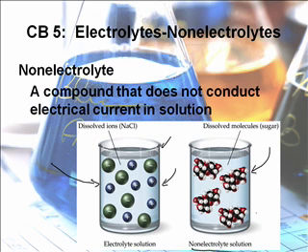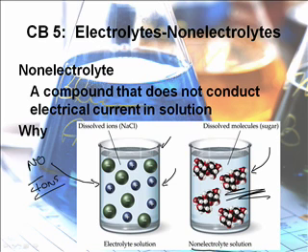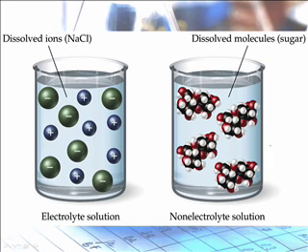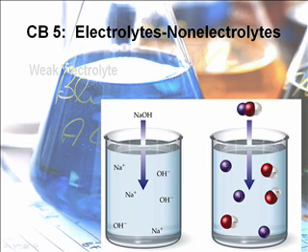So a non-electrolyte is a compound that does not conduct electrical current because, why? Because there are no ions. Now these are sugar molecules right here that are dissolved, but they are just sugar molecules. Notice they have no charge. They have what? That's right, no charge. All right, and you can see a better picture of it right here, I guess. All right, I'm going to mark that up.